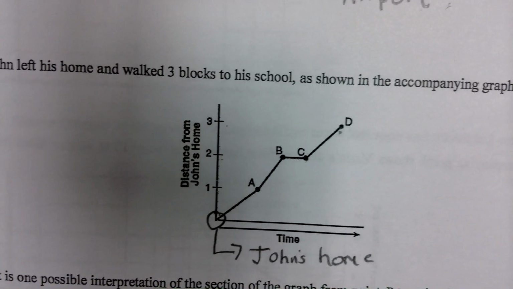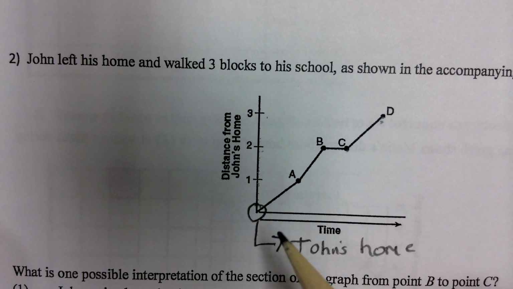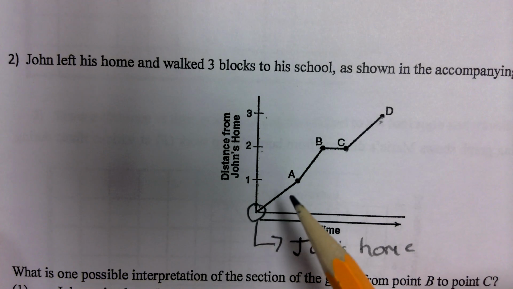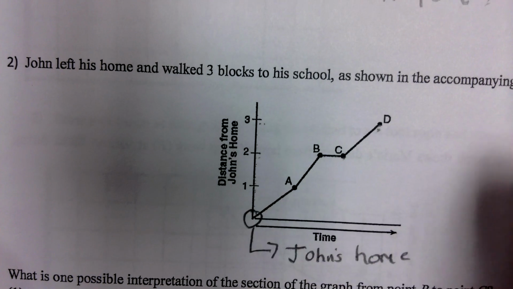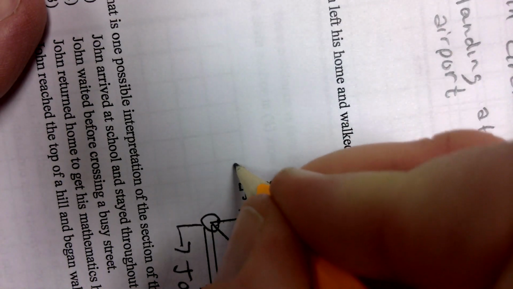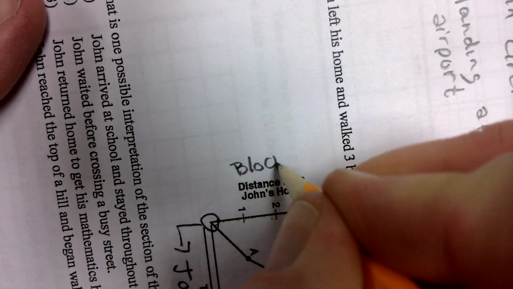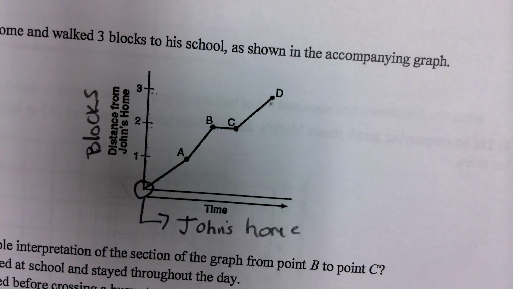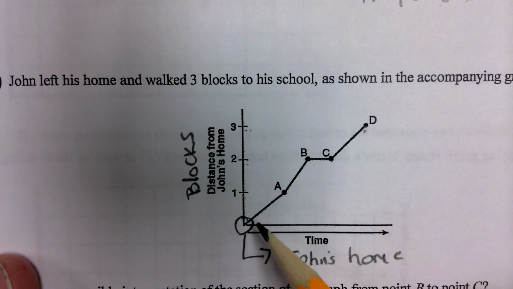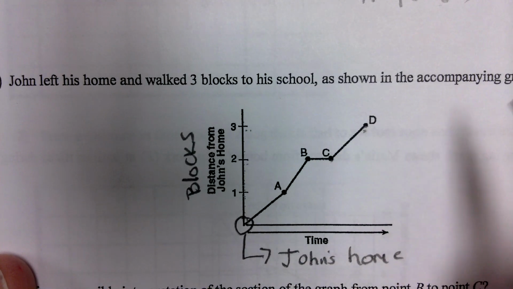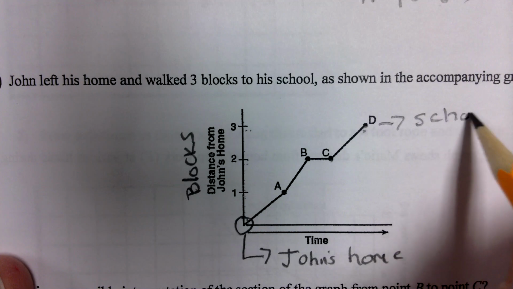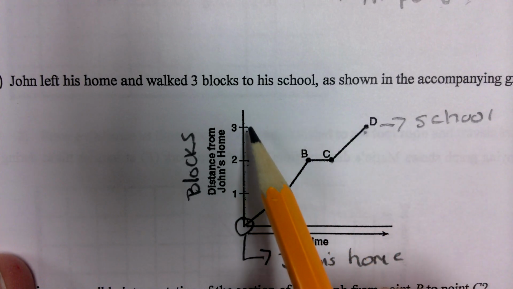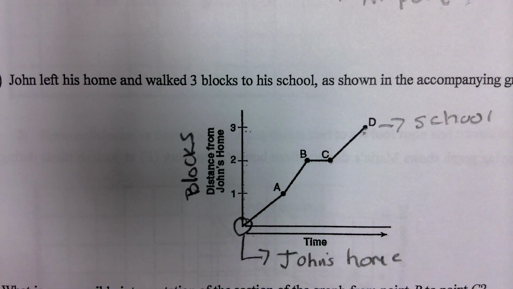Let's figure out what's going on in the story. It says, John left his home and walked 3 blocks to school. Oh, well, these numbers right here represent the number of blocks. So we're going to write that real quick. In the story, John is traveling from home to school. And let's just write that over here. This is school. And school is 3 blocks away from his home.